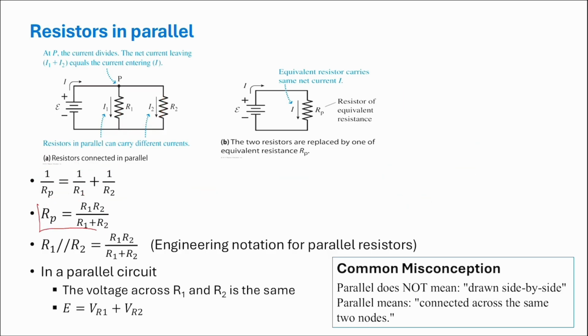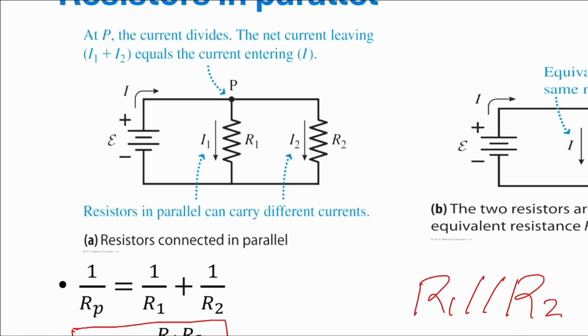This is a formula a lot of engineers like to use, and also the way they like to write two resistors in parallel. There's one important point. When two resistors are in parallel, they have the same common nodes. So the potential across R1 and the potential across R2 will be the same. However, the current passing through R1 and the current passing through R2 will be different.